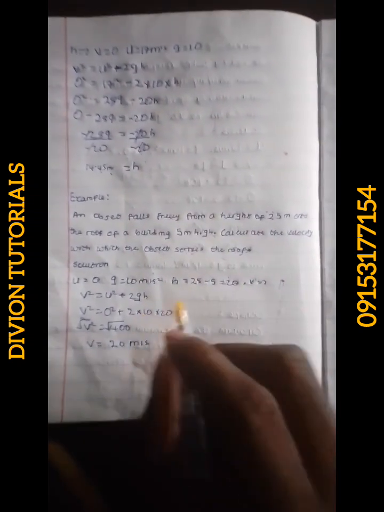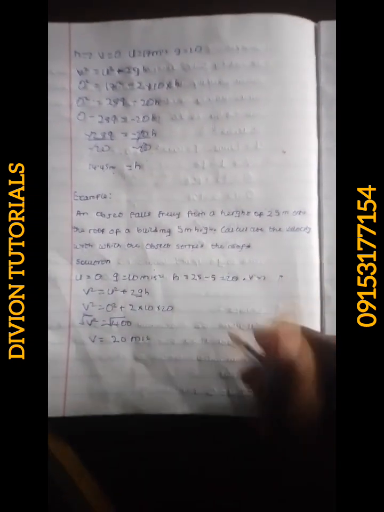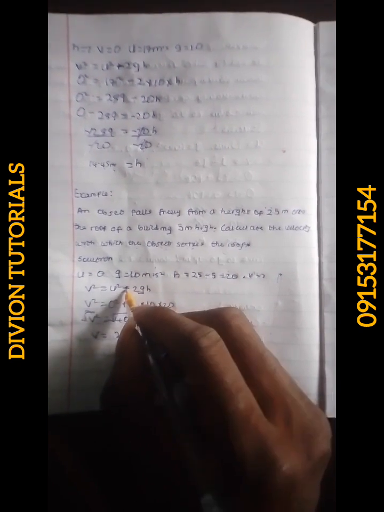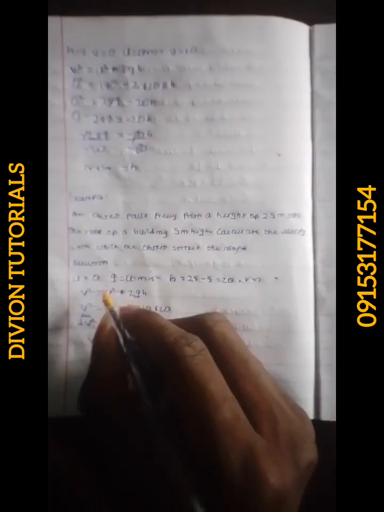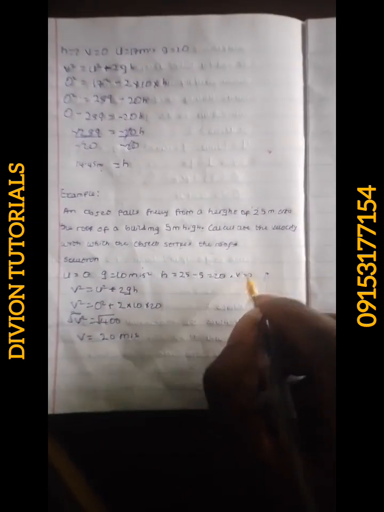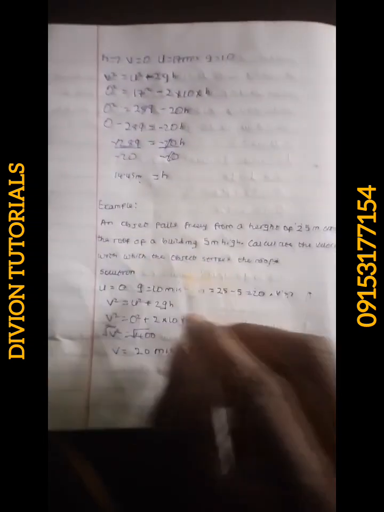How do we get plus? I told you that once a ball is coming down, we are going to use plus here because it's obeying gravity law, which says anything that goes up must come down. So we are looking for what? V. So, calculate the velocity.